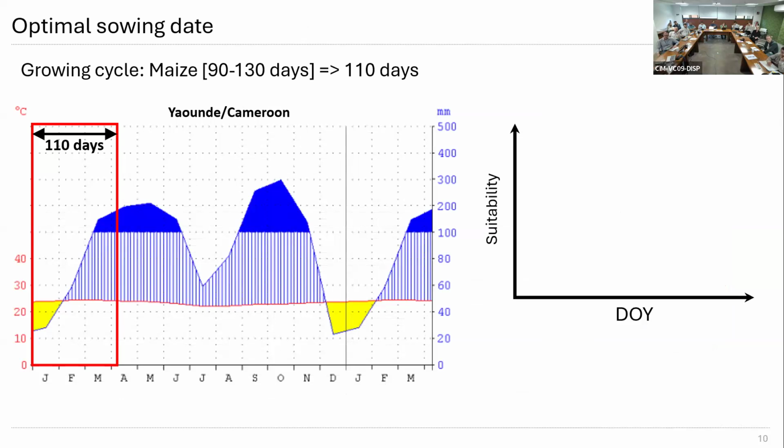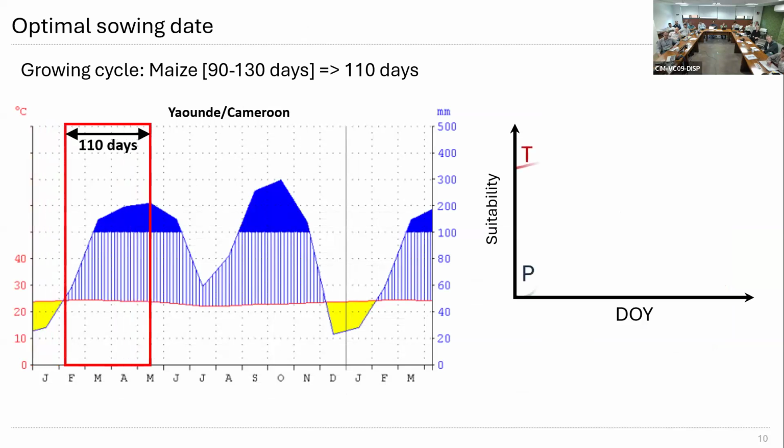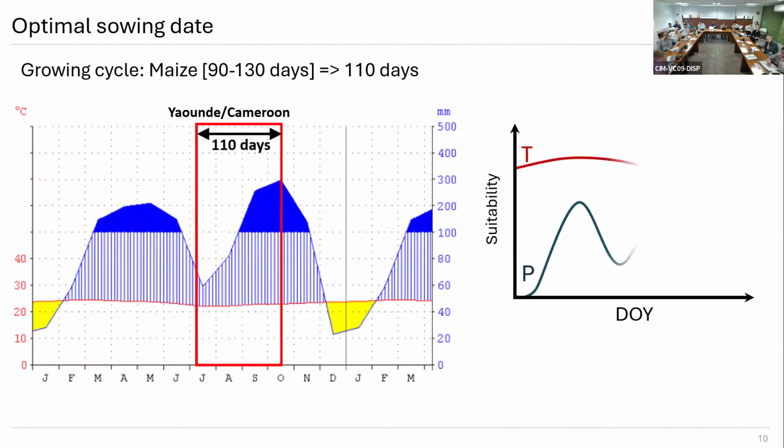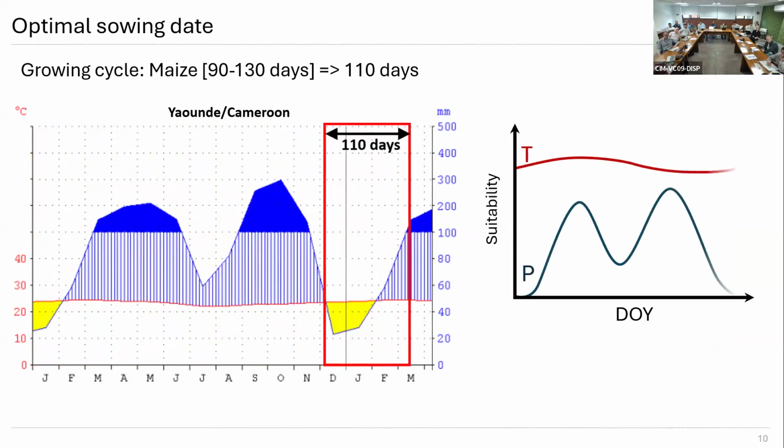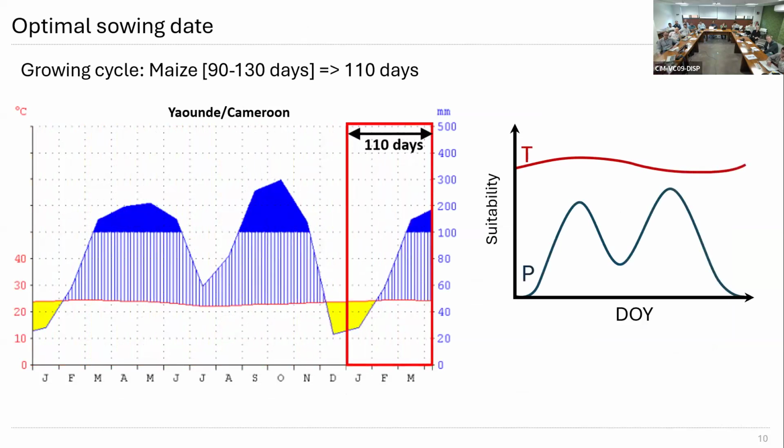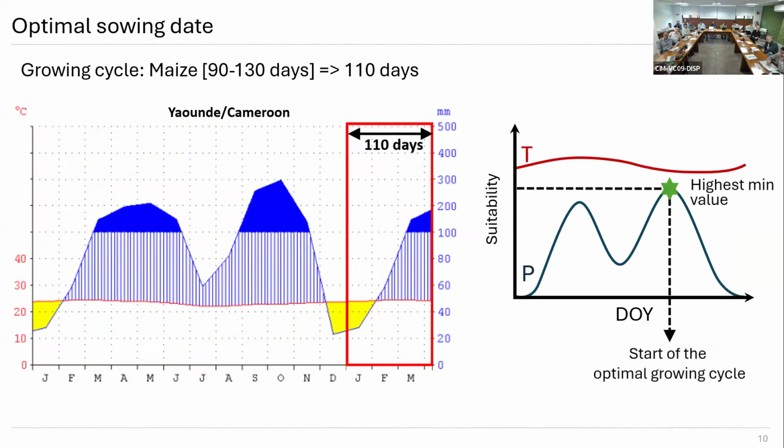One of the most interesting options in terms of adaptation to climate change is that the model simulates the optimal sowing date, so we have a moving window over the year. We simulate all possible sowing dates within a year, and then select the highest minimum value according to the law of the minimum, and then we get the optimal start of the growing period.